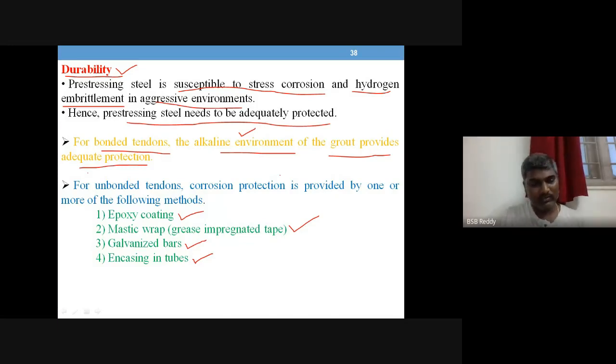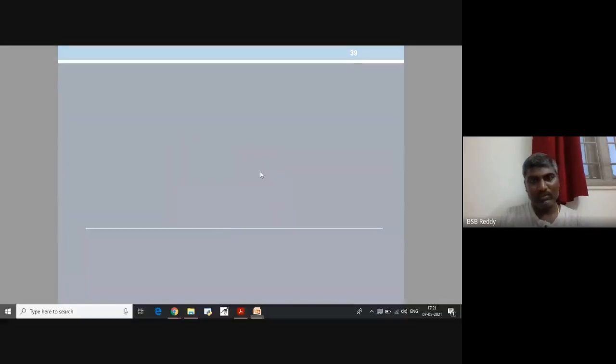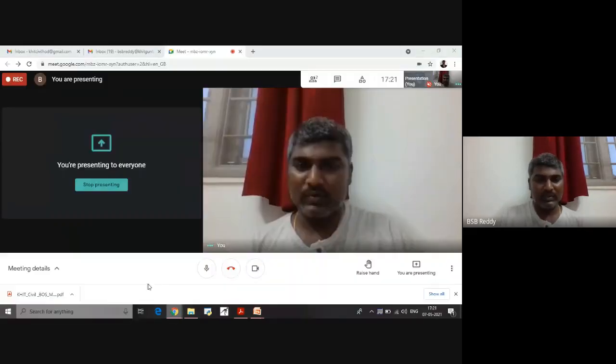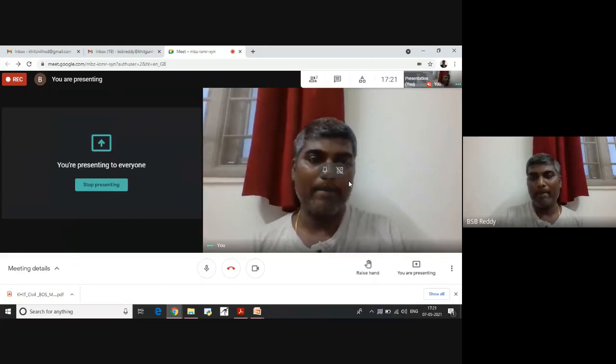So this is about durability. That's all with the case of high strength steel properties, where we have talked about much of them. From the next session onwards, we'll move to the next content.